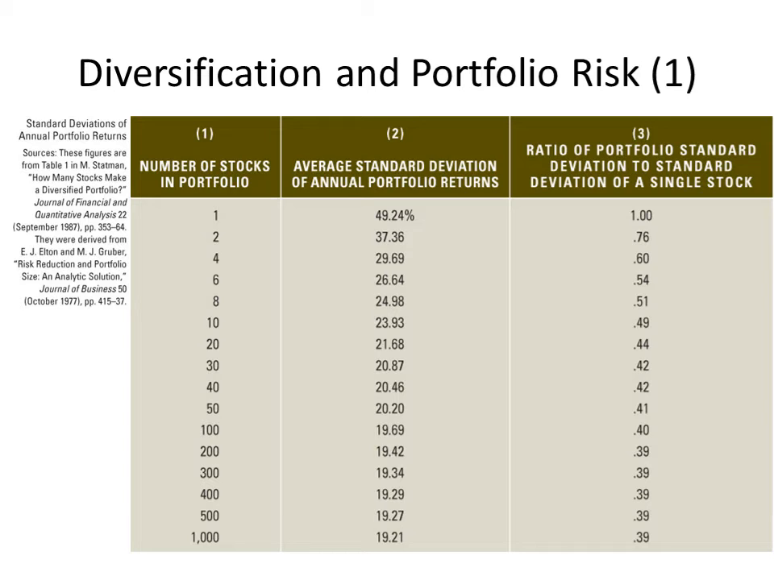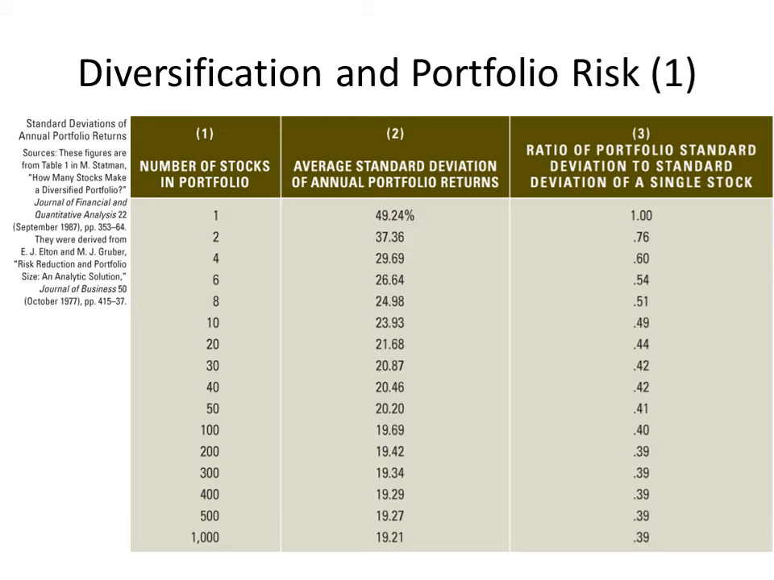Now, the next thing they did was randomly chose two stocks from the pool of available stocks and put them in a portfolio together and saw what the standard deviation of that portfolio would be. On average, those randomly drawn portfolios of two stocks had a standard deviation of 37.36%, which we can see is 76% the standard deviation of the single stock. So we were able to dump 24% of the risk by simply adding a second stock.